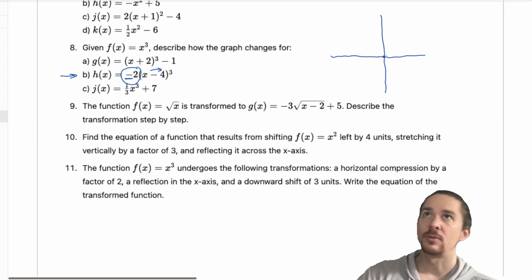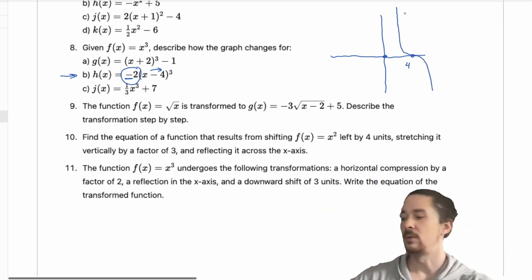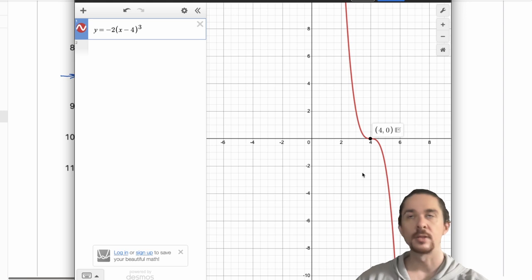So that means instead of crossing at the origin, it's going to cross at x equals 4. Instead of going from the bottom left to the top right, it's going to come down from the top left. It's going to be quite steep, and it's going to go out to the bottom right. This is something of what our function is going to look like. And here you can see our x-intercept at 4, 0.